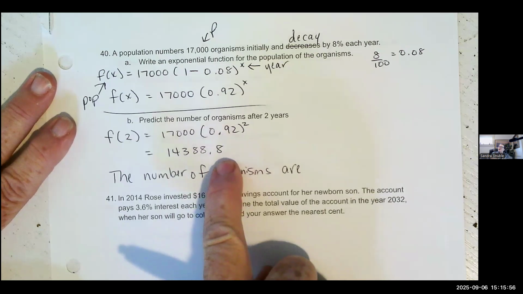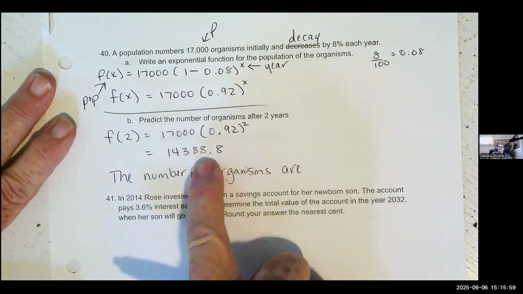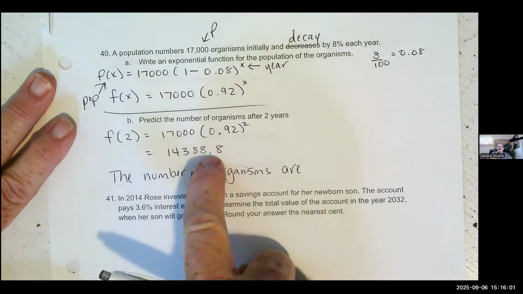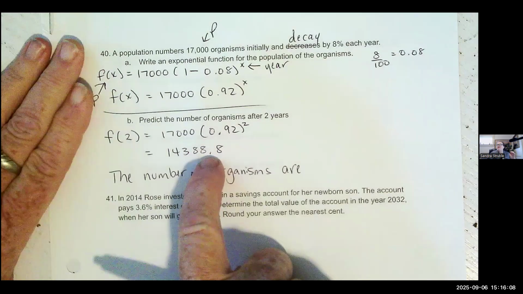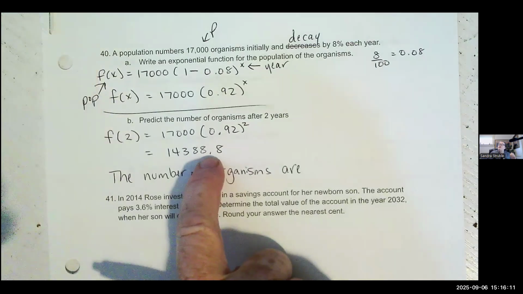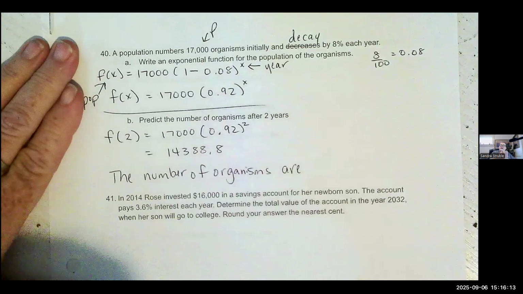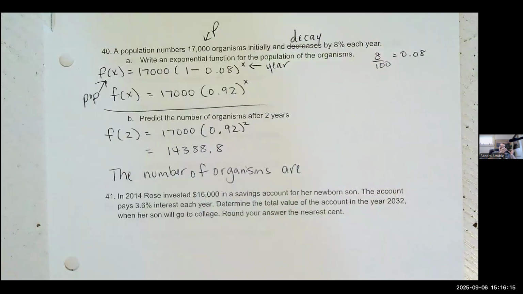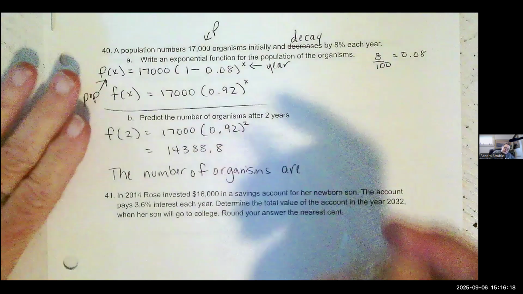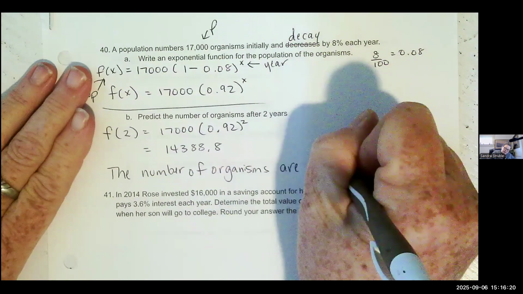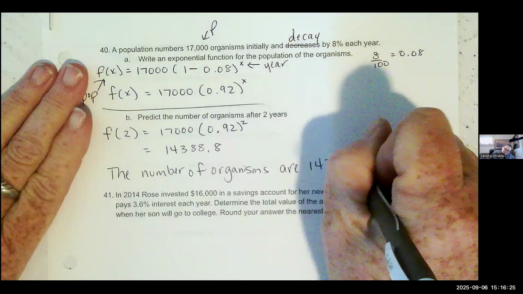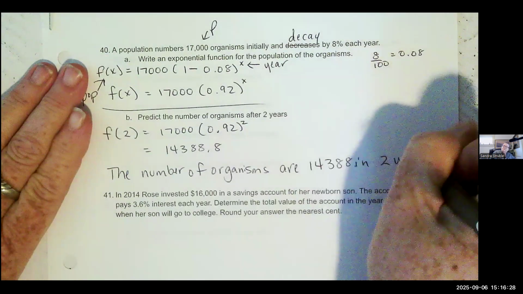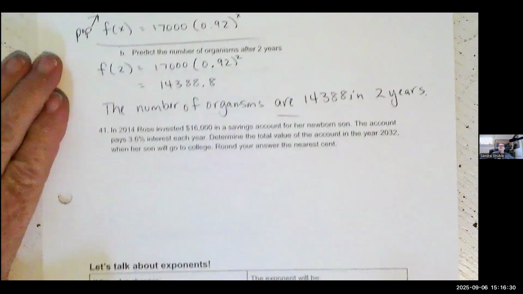There's not 14,389 organisms. If there were, there would be a 9 here. So we don't have that many. And the number's going down. It's not going up because it's decaying. So you could answer as either 14,388 or 14,388.8. I'm going to stick with the fact that organisms are like people and say there are only 14,388 in 2 years. Okay. Next one.